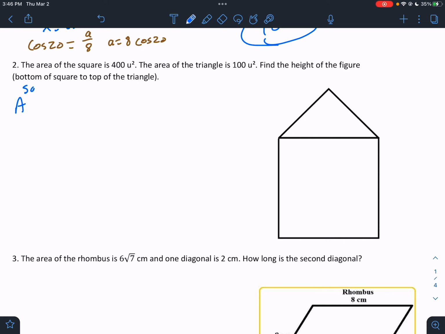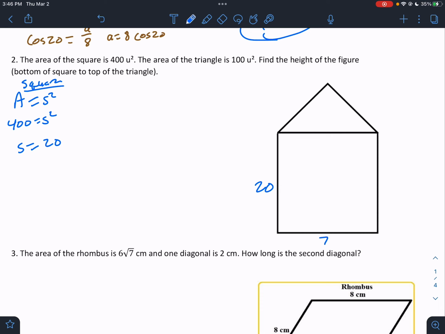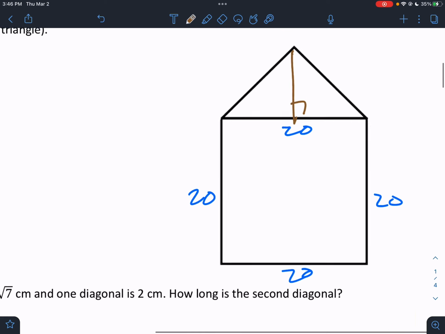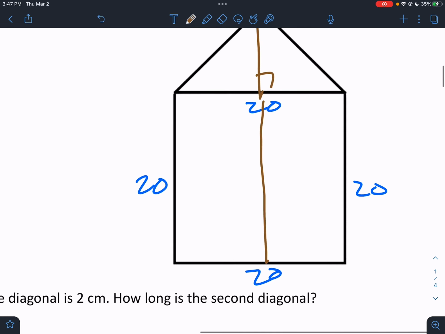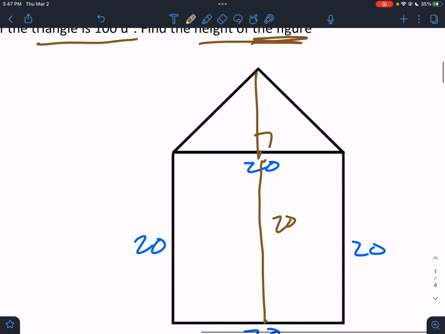Next picture, it says the area of a square is 400 units squared. So if I work on the square, area equals s squared. Write the formula down. That means 400 equals s squared, so s equals 20. So the sides of our square are all 20. Then it talks about the triangle being 100 units. That's the triangle over here. What is the height of the figure? Well, the height of the square is 20.